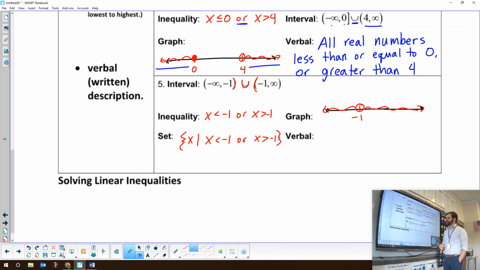And my verbal description, well, I want to show you something else real quick. There's another way that we could write this. We could write it out like this, or we could just write it out as x cannot equal -1. So you might not have seen that before, but it's literally just saying everything except -1. And that's how I'm going to write my verbal description. I'm going to say all real numbers except -1. And that's my verbal description.